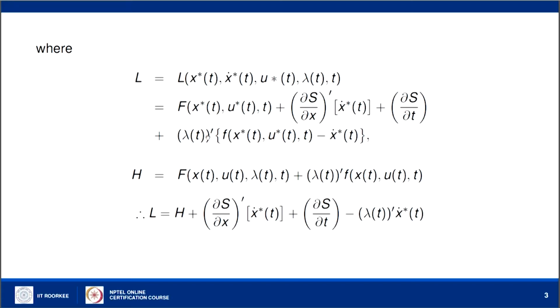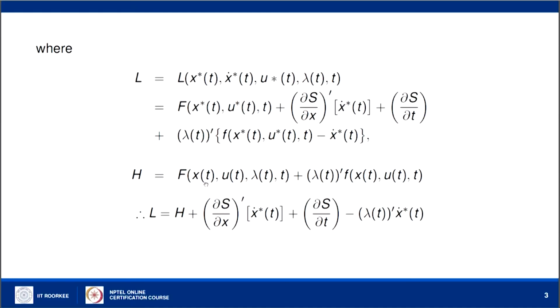The Lagrange multiplier is a vector function, so lambda is the column vector and lambda transpose is the row vector. The Lagrange multiplier is multiplied by small f of x, u minus x dot function. All these are evaluated at the optimum value x star, u star, etc. So, in general L is a function of all these variables x dot, u, lambda, etc.